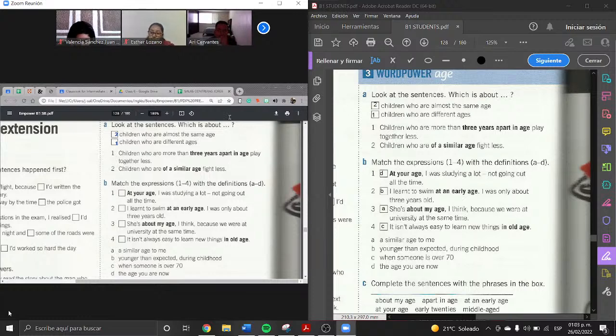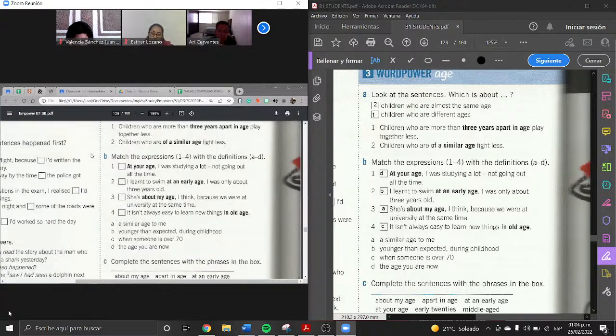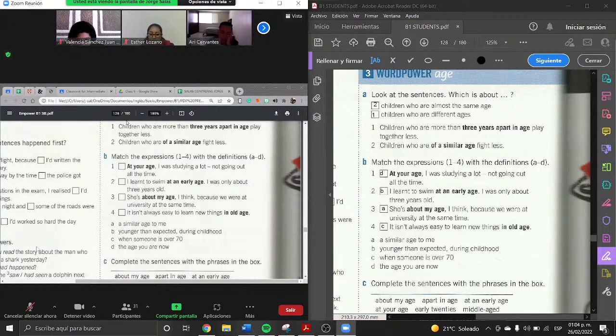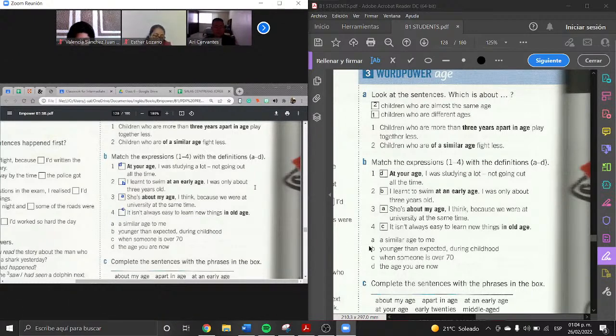Now, expressions, because we need to be able to work with this. At your age. Letter D. Letter D is at an early age. Letter B. About my age. Letter A. A similar age. And old age. Letter E. So C is the only one left. It's the only option left.